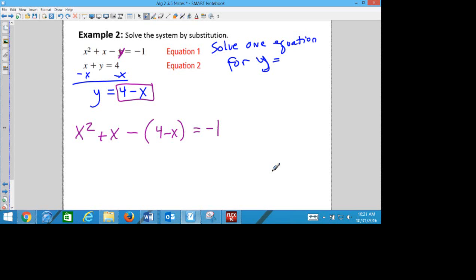Okay, so then I do not want the parentheses there, so I am going to distribute that minus sign into the parentheses. So we've got x squared plus x minus 4 plus x equals -1.